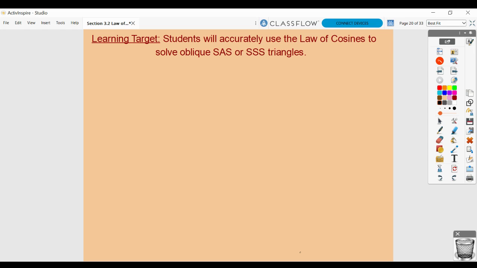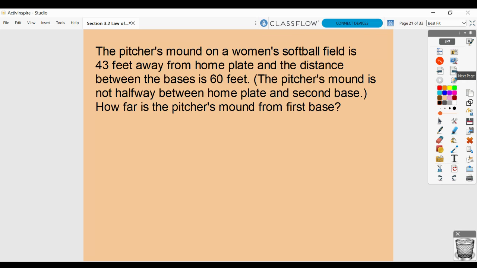Hey, here is another video using the law of cosines, and this video is going to work with word problems. So let's read the first word problem. It says the pitcher's mound on a woman's softball field is 43 feet away from home plate, and the distance between the bases is 60 feet. The pitcher's mound is not halfway between home plate and second base. So how far is the pitcher's mound from first base?